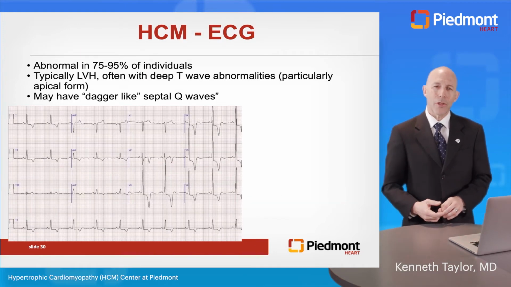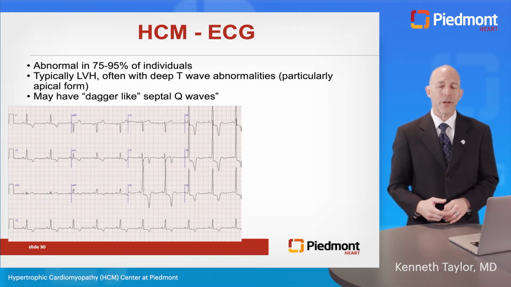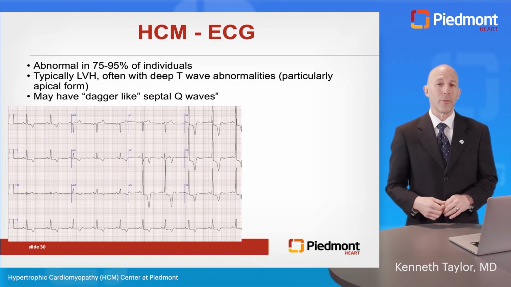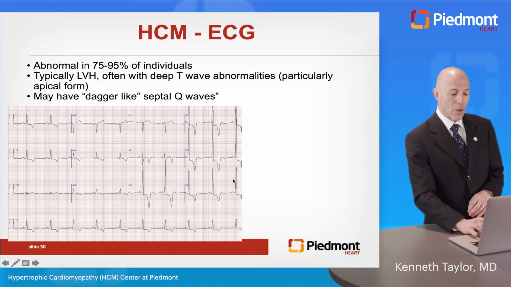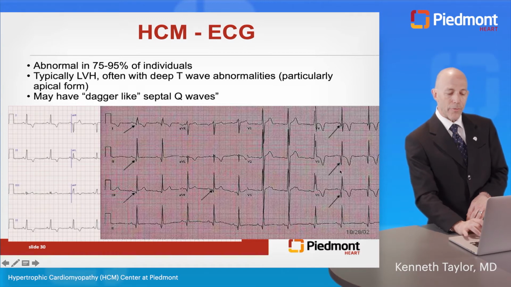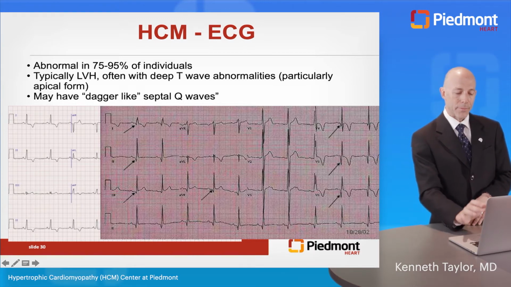EKGs in patients with hypertrophic cardiomyopathy are classically abnormal, suggesting left ventricular hypertrophy, and oftentimes with marked T-wave abnormalities, especially the apical forms, which will give you the most bizarre looking EKGs. You may also see this dagger-like septal Q wave seen in the inferior and inferior lateral leads.